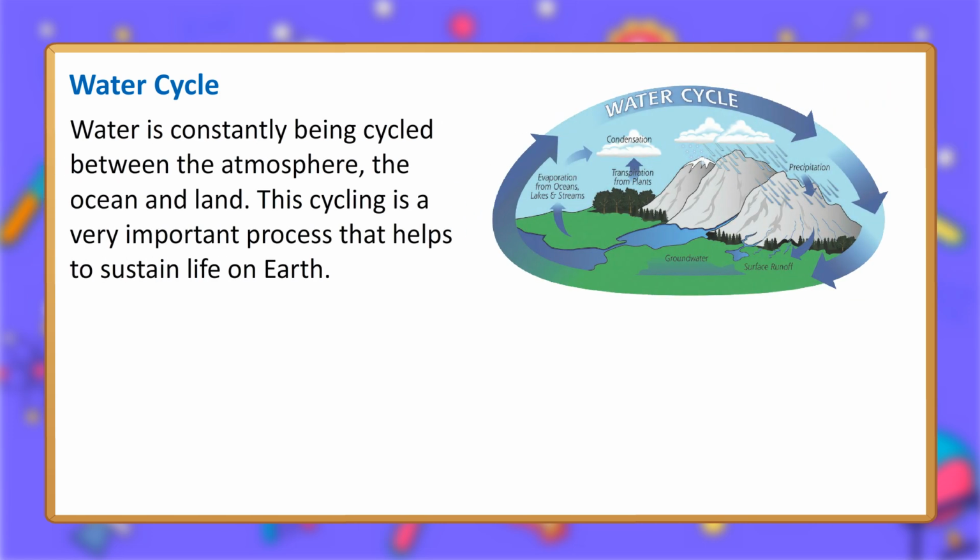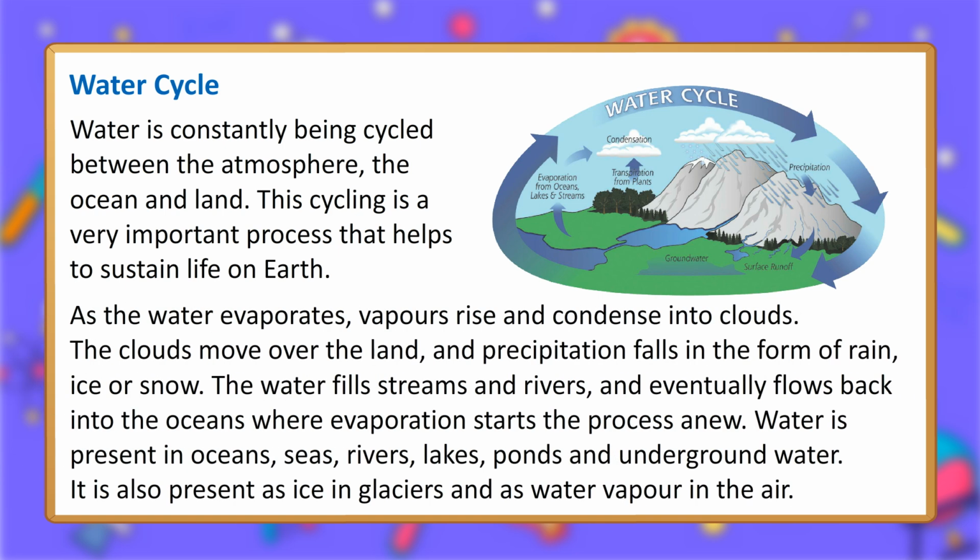Water cycle. Water is constantly being cycled between the atmosphere, the ocean and land. This cycling is a very important process that helps to sustain life on Earth. As the water evaporates, vapors rise and condense into clouds. The clouds move over the land, and precipitation falls in the form of rain, ice or snow. The water fills streams and rivers, and eventually flows back into the oceans where evaporation starts the process anew. Water is present in oceans, seas, rivers, lakes, ponds and underground water. It is also present as ice in glaciers and as water vapor in the air.